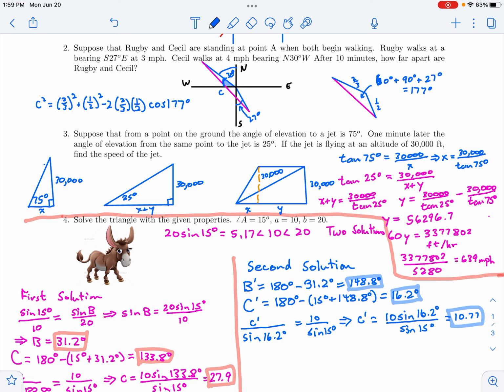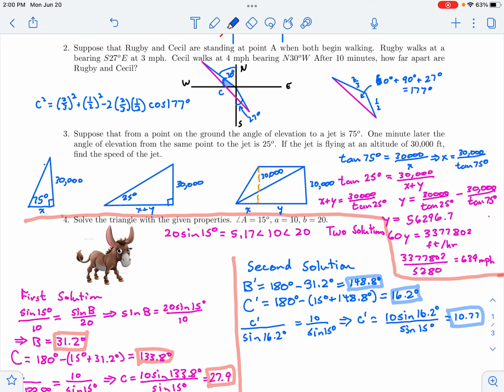Okay, 1 minute later, the angle of elevation is 25 degrees. So the jet's moving along, and it's 30,000 feet up. So I've got the overall thing drawn right here, the overall problem. This is 75 degrees here, and then this is 25 degrees. So I've got it all drawn there, but it's kind of cluttered. It's got a lot of clutter.